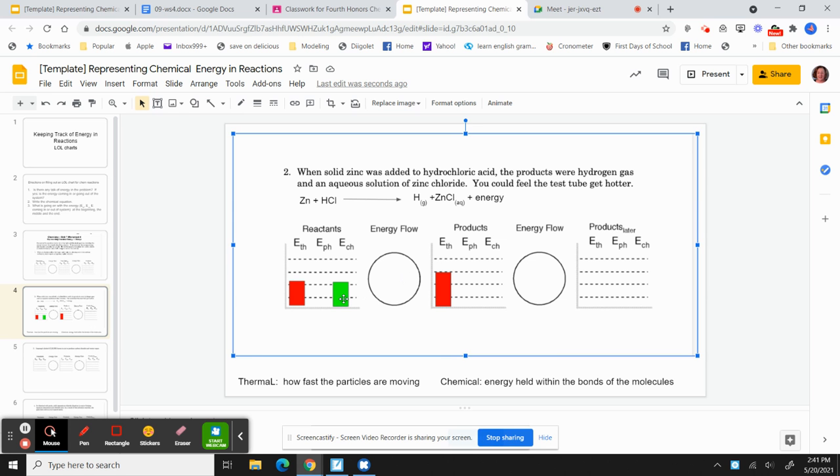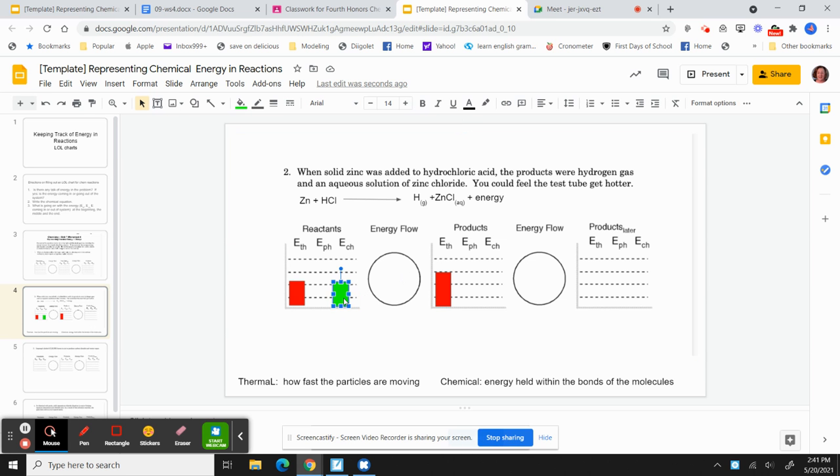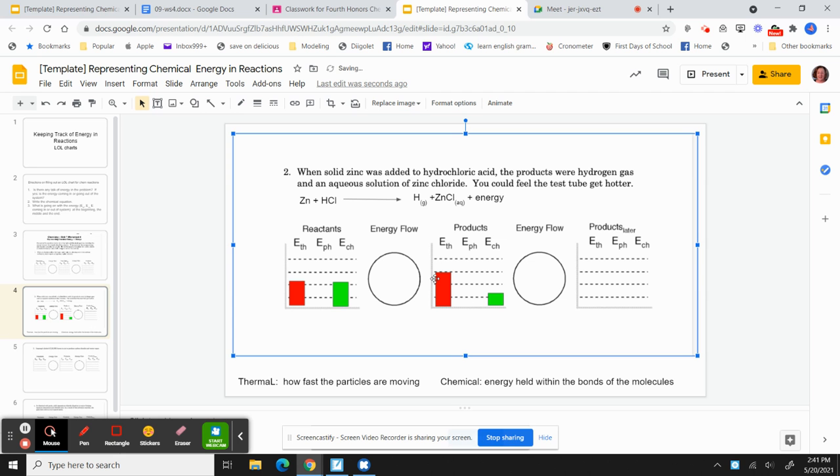Correct. Absolutely right. It's the only place it could come from, right? It is the chemical energy. So we're going to have to reduce the amount of chemical energy because it has now gone out of the chemicals and into the thermal energy. All right. So the final thing is what happens.